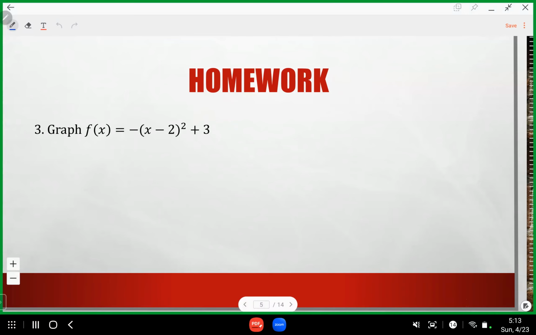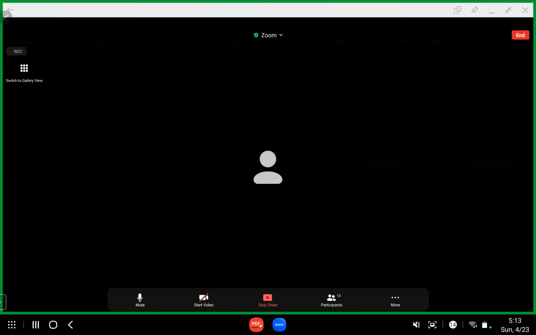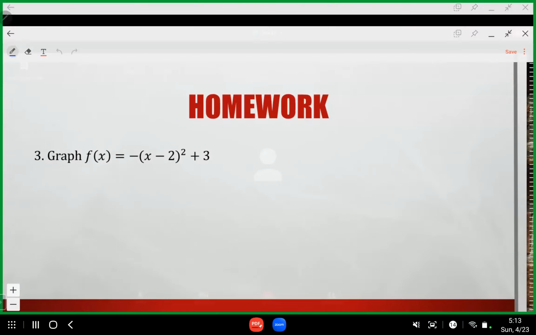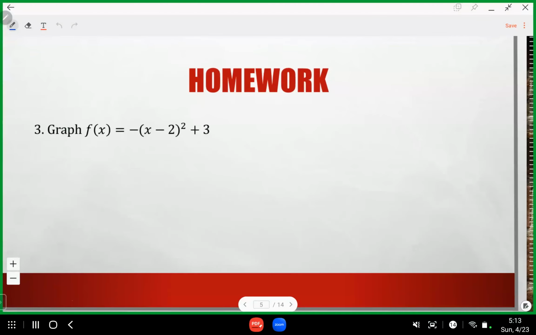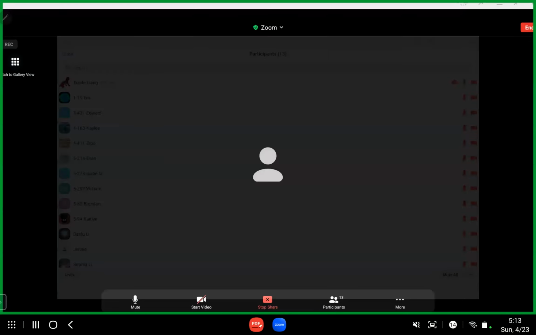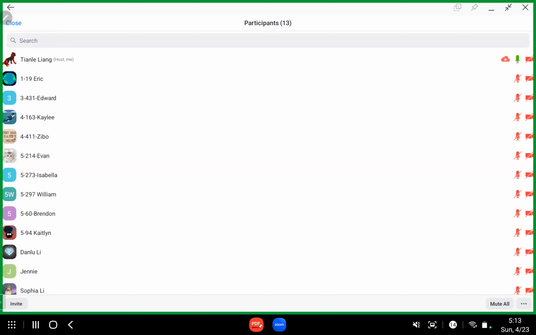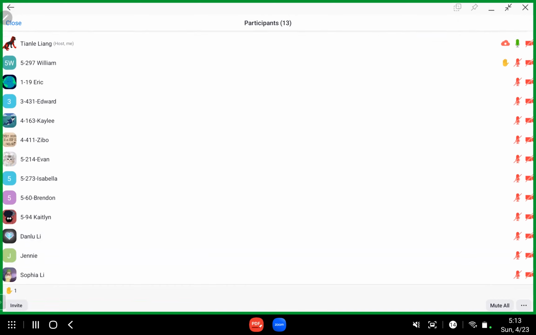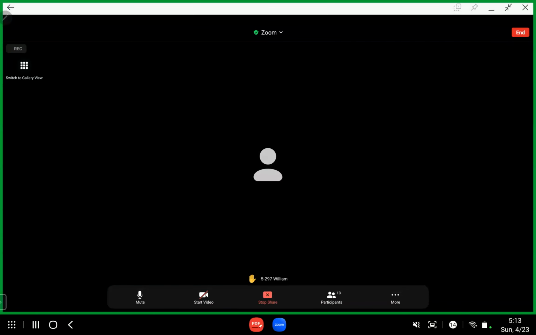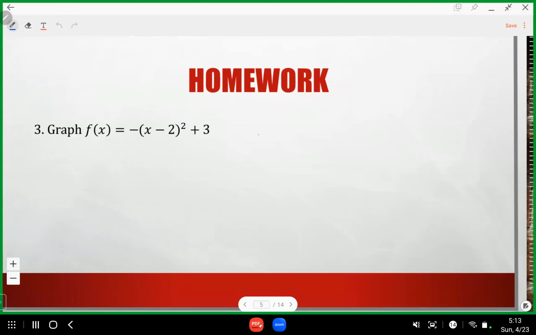All right, so let's go over this one. We have f of x is equal to negative (x minus 2) squared plus 3. So who wants to volunteer to graph this one? Does anybody want to try this problem? Let's see here. Yes, William. Okay, William, how would I graph this?